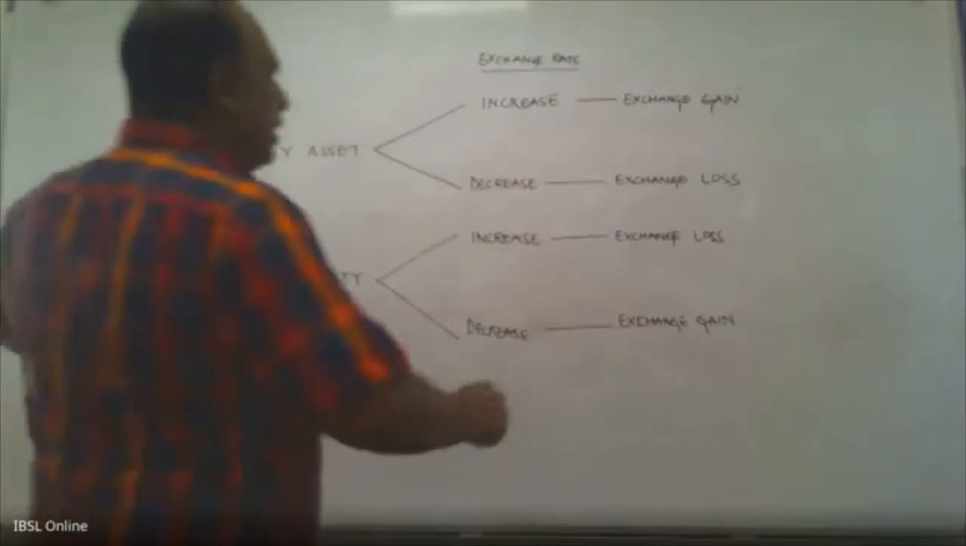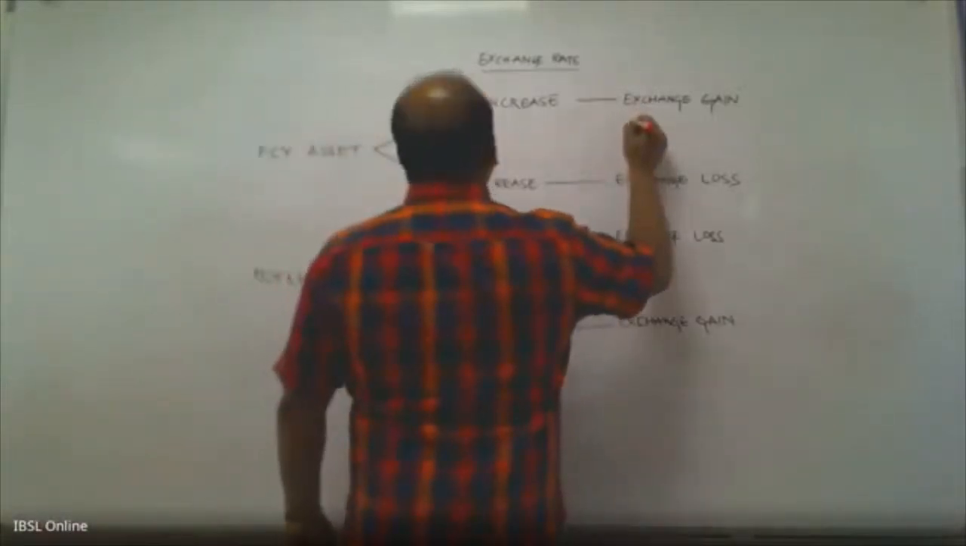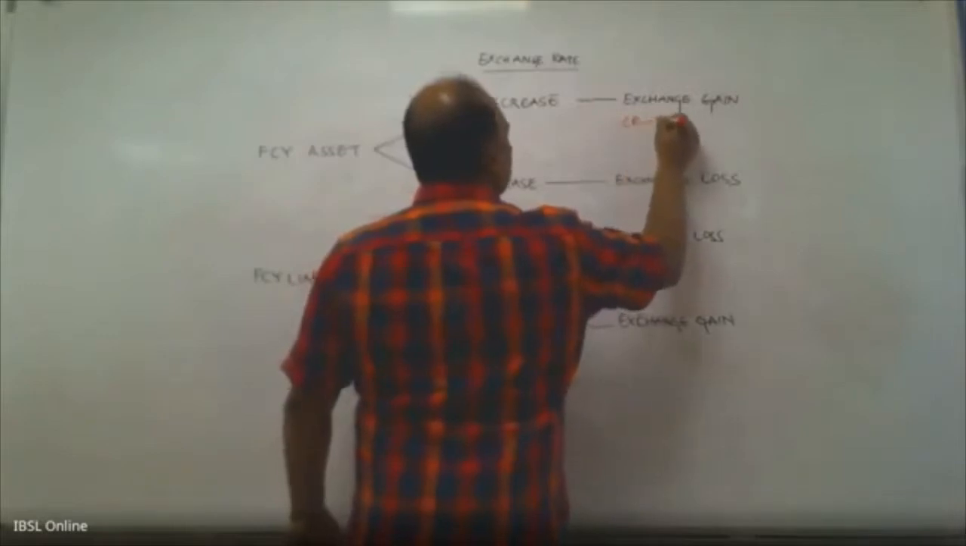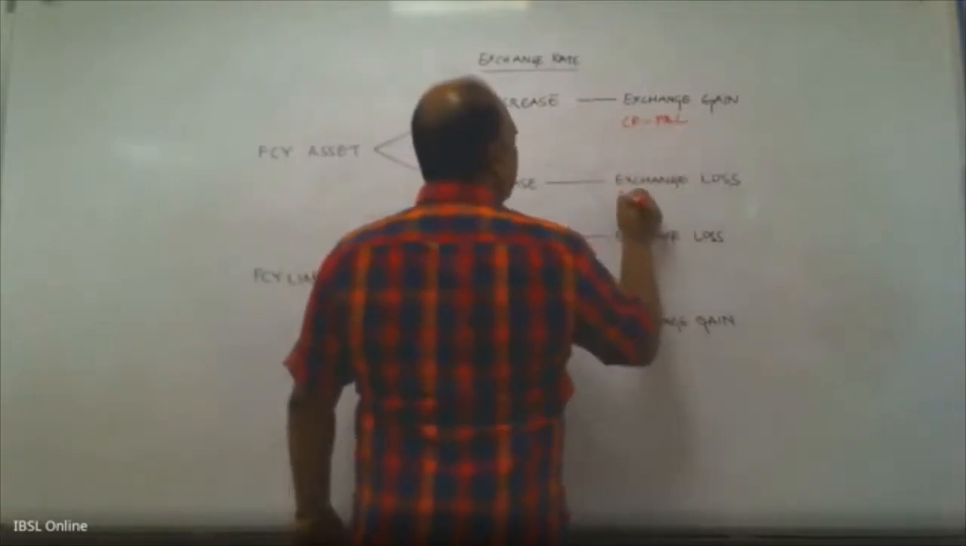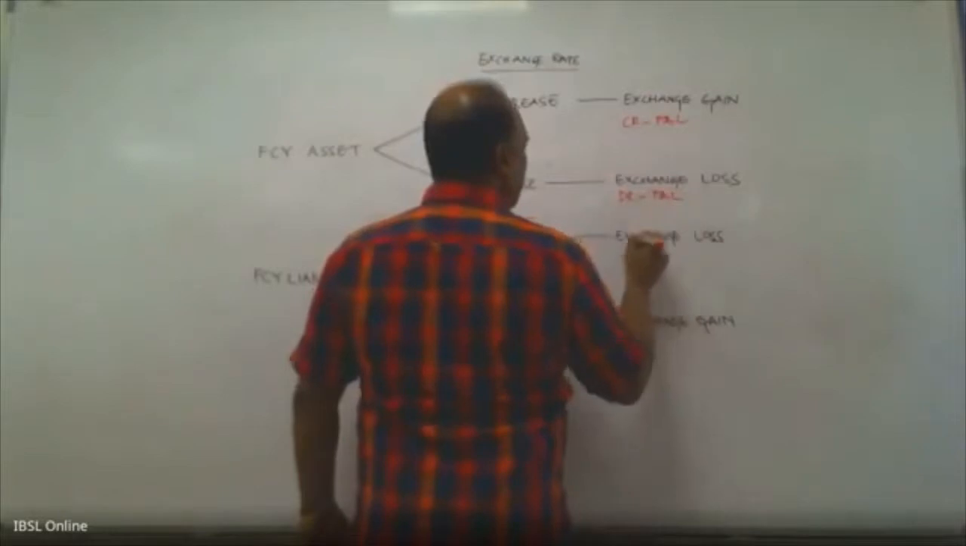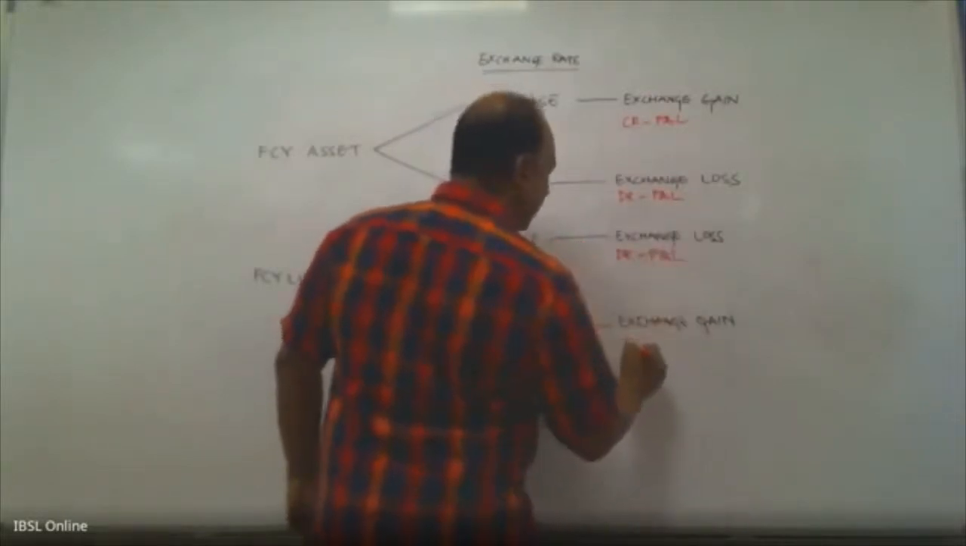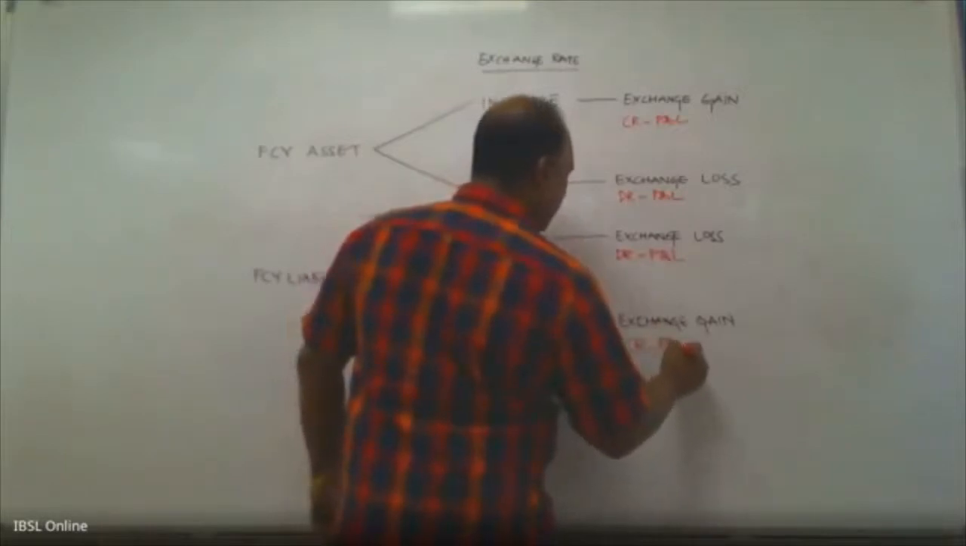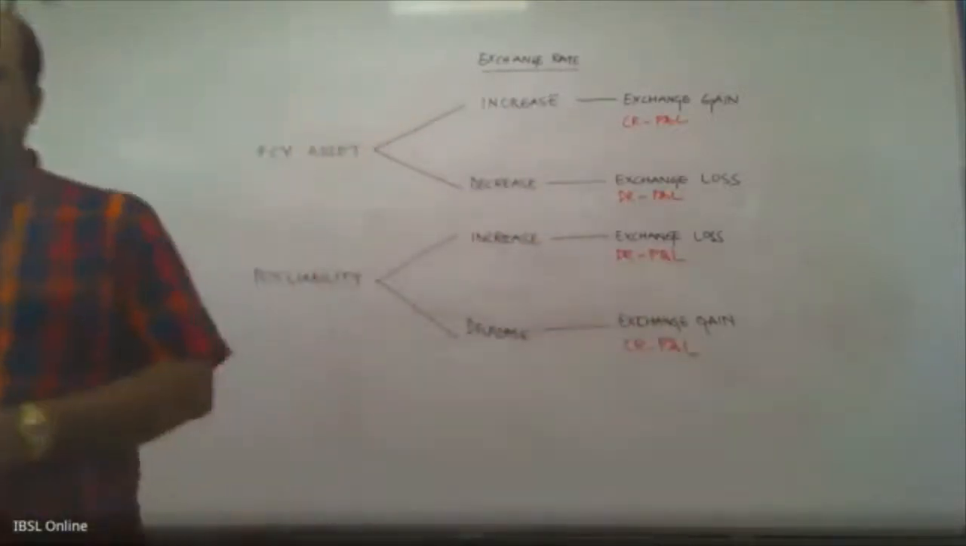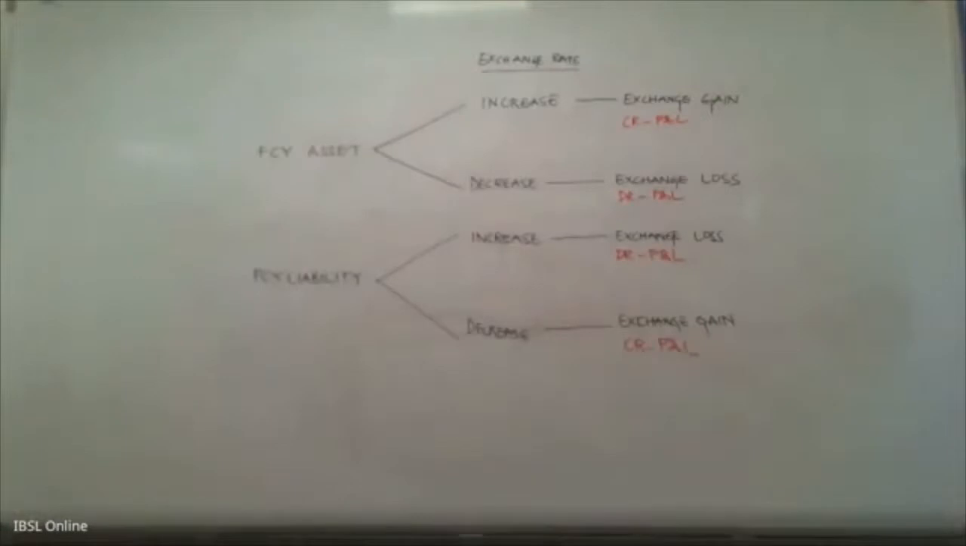Okay, so I'll put that also here. Credit goes to the P&L, a debit to the P&L, a debit to the P&L, and a credit to the P&L. I'm not talking about the other leg of the transaction; you can write it for your information.